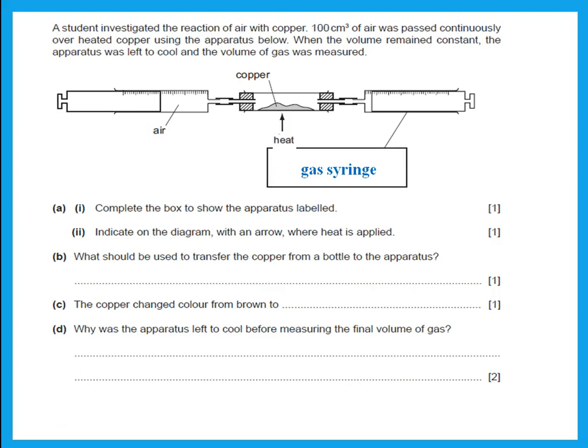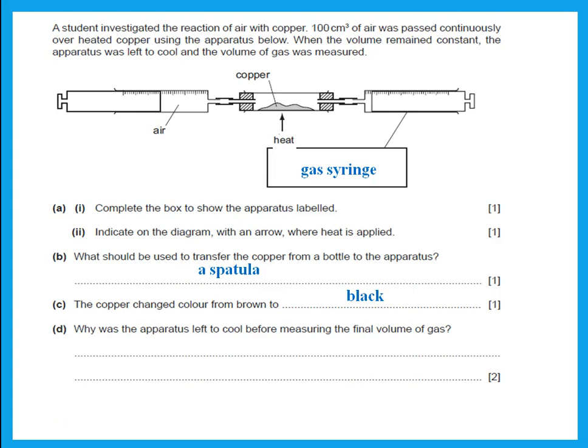Okay. What should be used to transfer the copper from a bottle to the apparatus? Copper is a solid. To transfer a solid from the bottle to the apparatus, we use a spatula. The copper changed color from brown. We know that copper originally is brown or reddish brown, or sometimes we say it's red. To what? It's going to change into copper oxide. What is the color of copper oxide? Black. Why was the apparatus left to cool before measuring the final volume of gas?